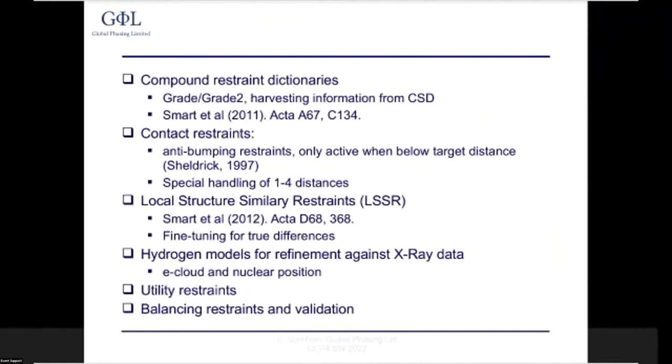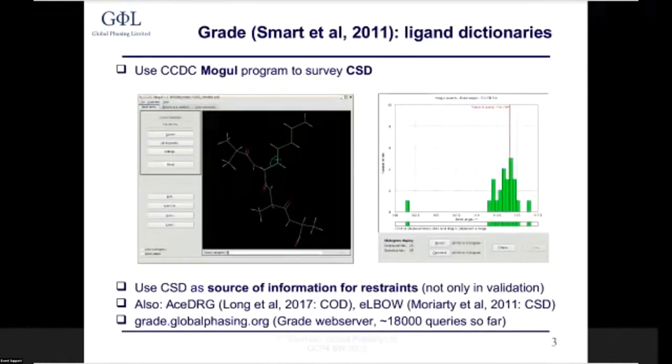Probably the most common topic a user will deal with when it comes to restraints and macromolecular refinement is the so-called restraint dictionaries for small molecule compounds, for example, as part of some large-scale ligand screening campaign. This requires the generation of such dictionaries from a basic molecular description, often a SMILES string. Our dictionary generator Grade was developed mainly by Oliver Smart and released in 2011.